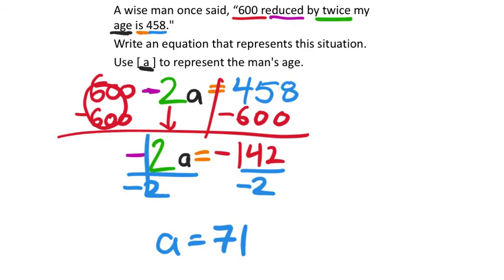Well, that's when we go back and check. So put a 71 there in for A. And then I can type that into the calculator. 600 minus 2 times 71, enter, 458. Yep, that would make the old man's statement true. Boom.